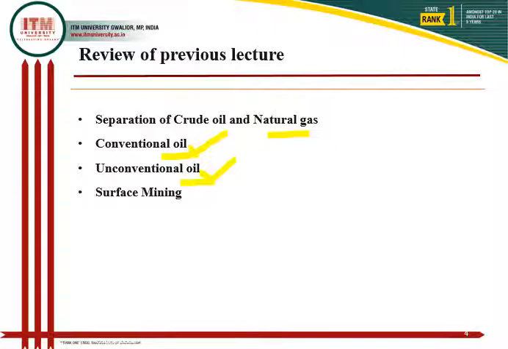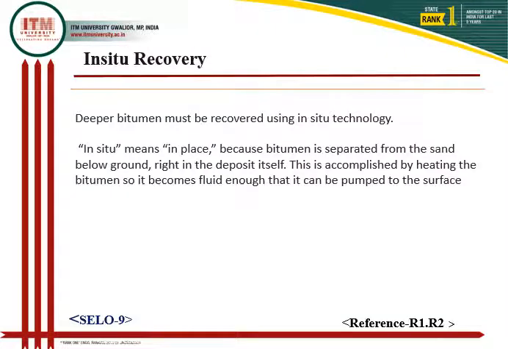One of the methods we have seen is surface mining. There are two methods of unconventional oil extraction, the surface mining and the in situ method. So we have learned how the surface mining occurs, and the tailings pond is one of the things used in the mining. Now we move towards the in situ method. So let's start the in situ method.